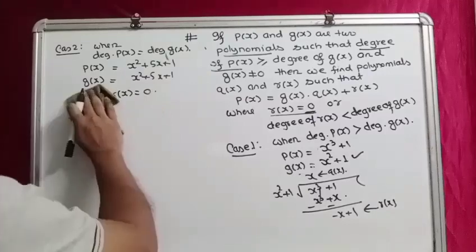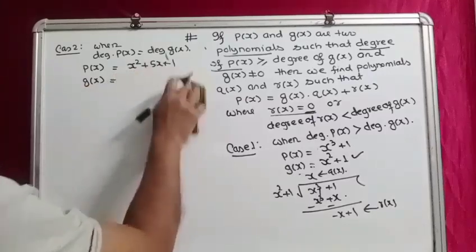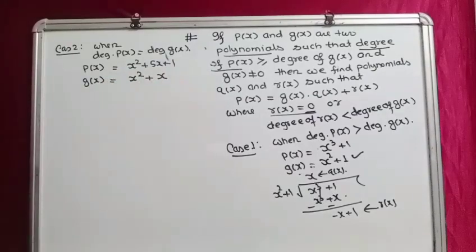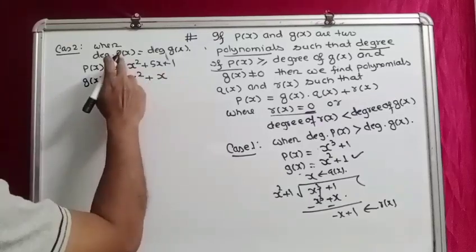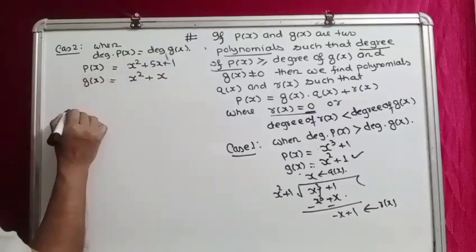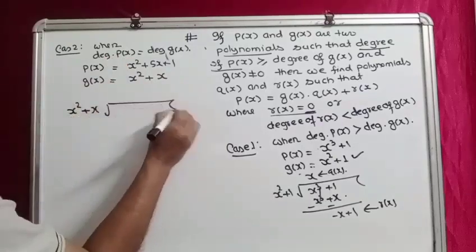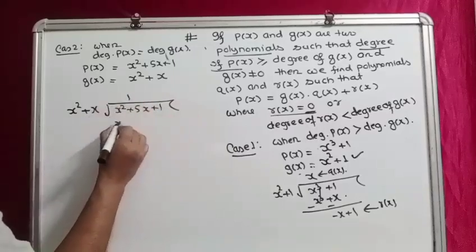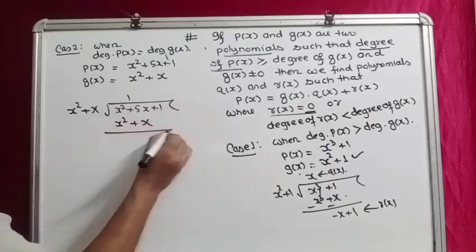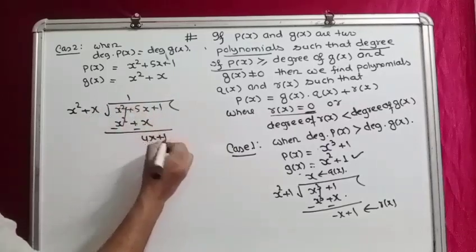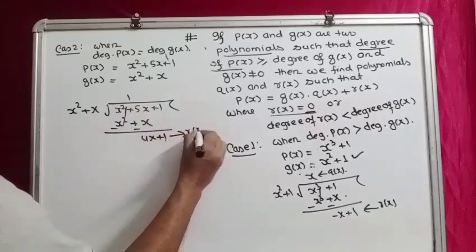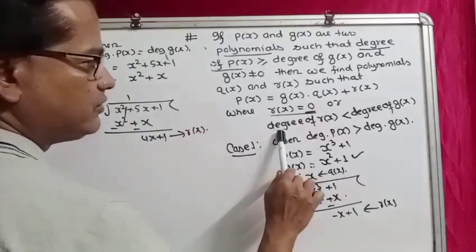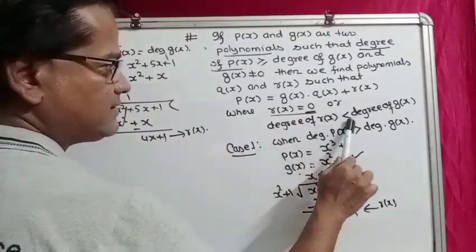Now what will happen when it is not a factor? I am supposing that g(x) is x square plus x, then what will be the r(x)? Here I have assumed both have the same degree, and degree of g(x) is 2. So x square plus x, when we divide x square plus 5x plus 1, it will be 1. So x square plus x, minus minus, we will again get 4x plus 1. Now it is not divisible, so this is the r(x). Here the degree of g(x) was 2 and degree of r(x) is 1. So again we are able to see that degree of r(x), which is 1 here, is less than degree of g(x), which is 2.